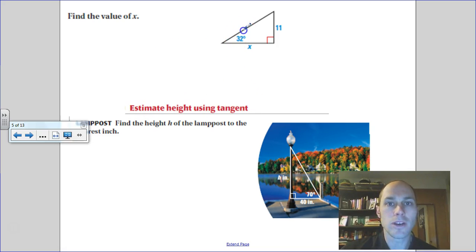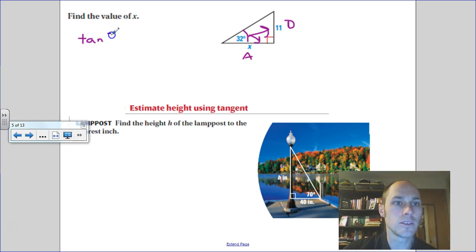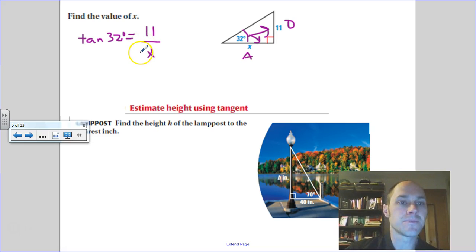So if I have a right triangle with angle of 32 here, the opposite side is 11. The adjacent side is x. If I want to find that, I just set up a proportion. So tangent of 32 degrees is equal to opposite over adjacent. Okay, so now we just solve that equation.